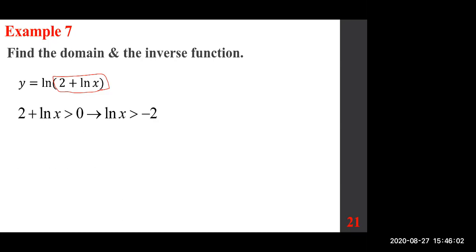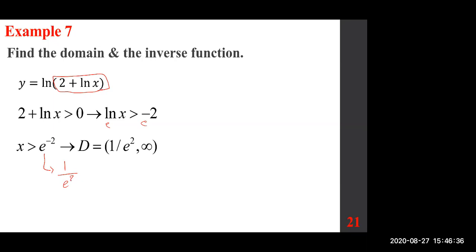So 2 plus ln x is larger than 0. That means ln x is larger than negative 2. Okay. You get to x, you can rewrite this, or you can even, if I put the e here, I get e to the power of ln x, which is x, and I get e to the power of negative 2. Therefore, x is larger than e to the power of negative 2, which means 1 over e squared.